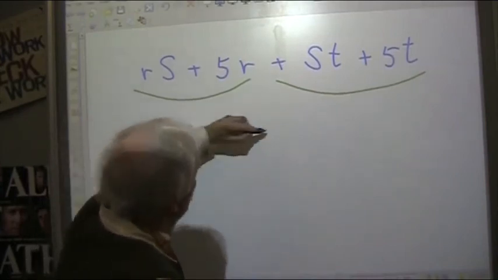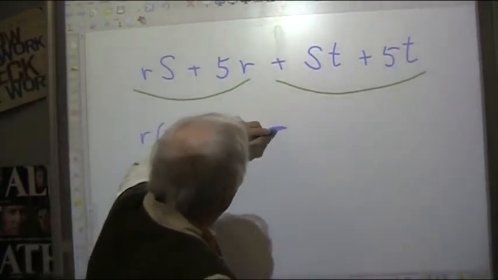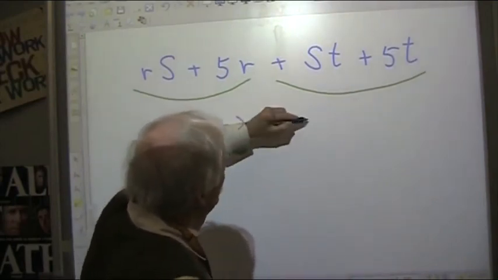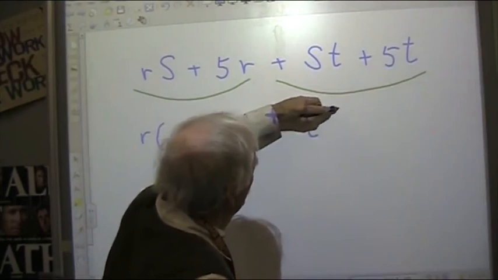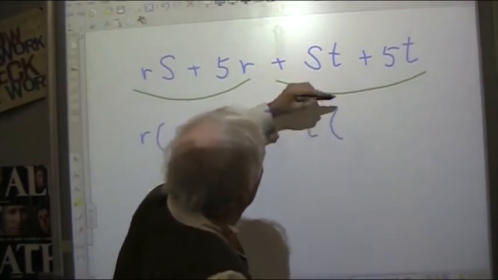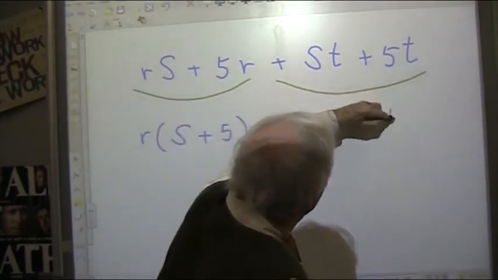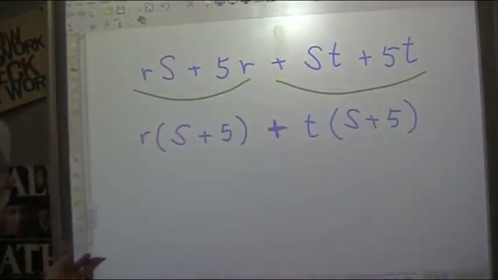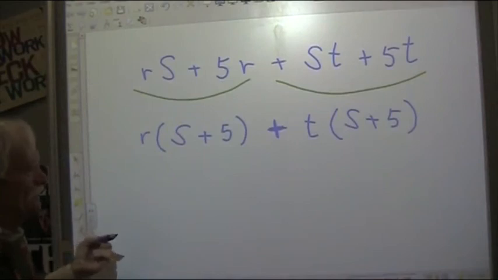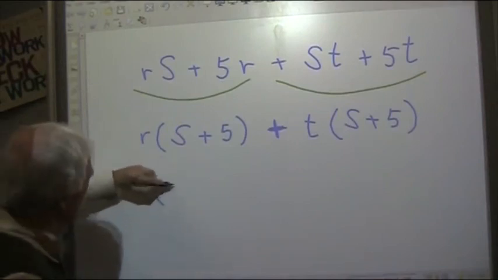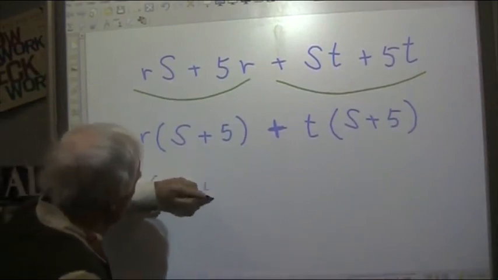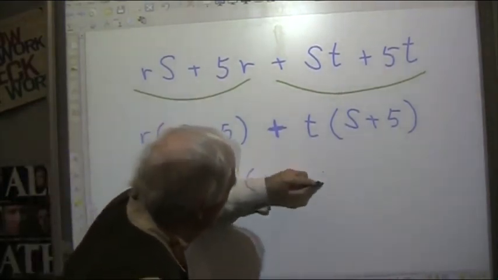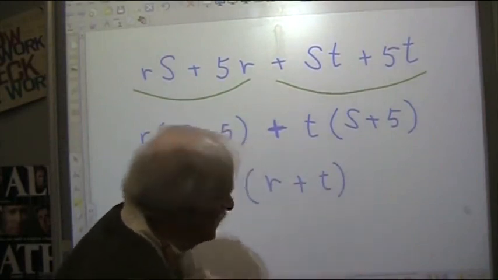And what do we do next? Bring down the sign. Now what is the GCF of the second part? t. And the residue? s plus 5. And now, ladies, what do we do? GCF. This is s plus 5, and then r plus t. Perfecto.